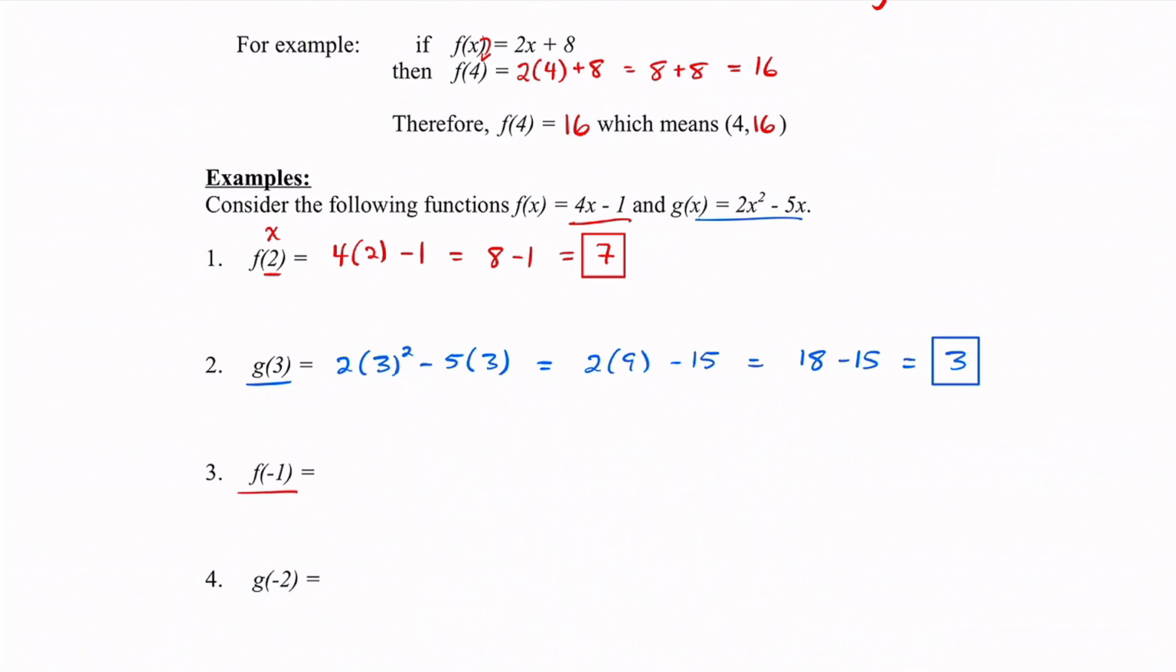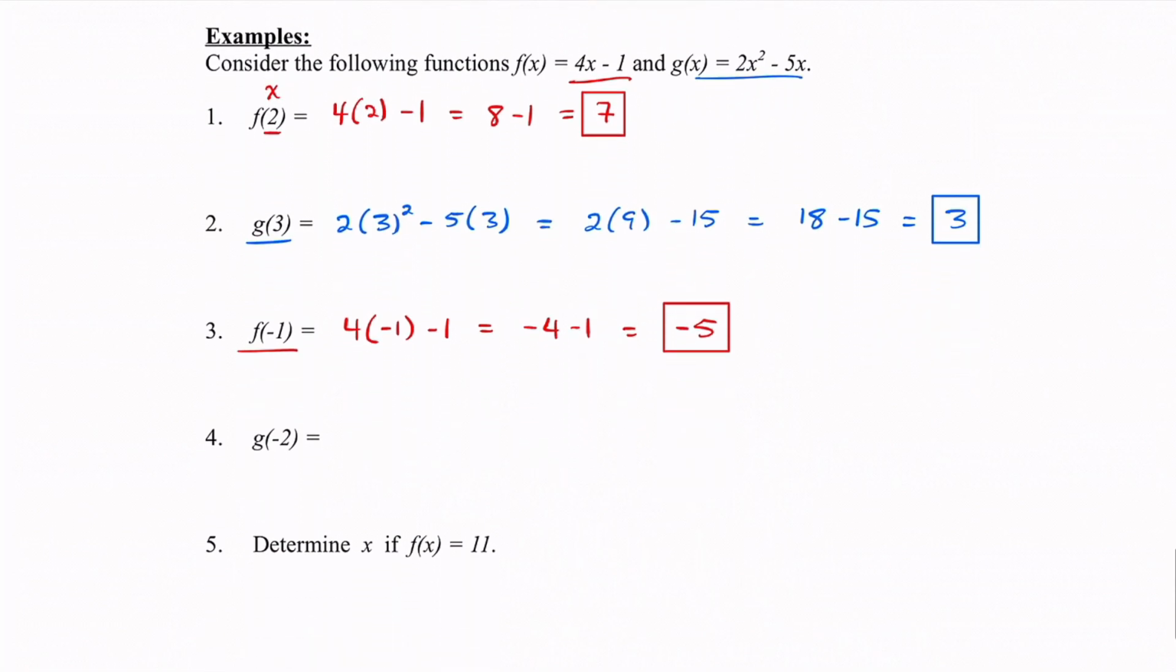Next one now, we're back to f again, so I'm going to have to use f. So we've got 4 times, and now the x is negative 1. So 4 times negative 1 minus 1. So 4 times negative 1 is negative 4. And then when I simplify that, I get negative 5.